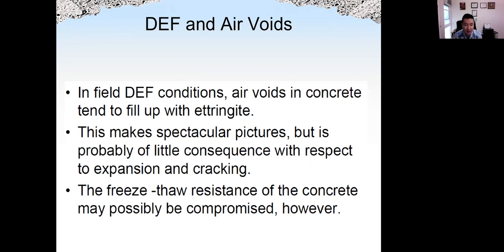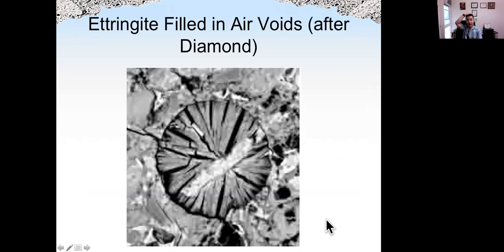But here it says the freeze-thaw resistance of concrete may possibly be compromised. However, why? Before we answer that, let's look at the picture. So this is ettringite filling the air voids. Very nice picture. Again, ettringite is here, black and white strips, so it is very easy to recognize ettringite in SEM pictures.